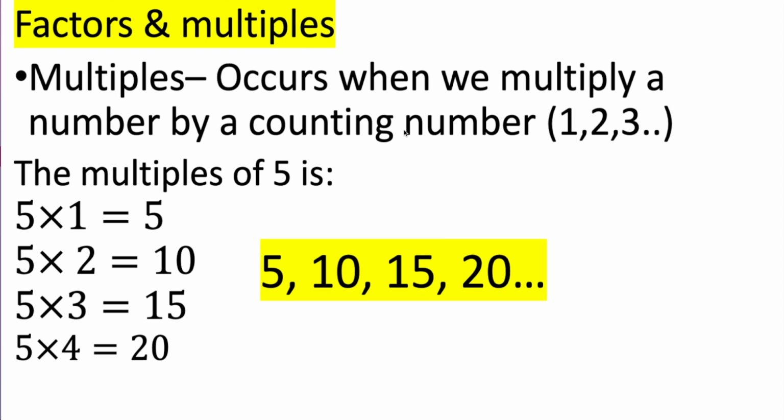Now, multiples occur when we multiply a number by a counting number. And counting numbers are 1, 2, 3, 4, 5, and so on. So if it asks you the multiples of 5 would be what? The idea is you try 5 times 1, 5. 5 times 2, 10. 5 times 3, 15. 5 times 4, 20. And so on. It never ends. Now, this problem asks, what are the first 5 multiples of 20?